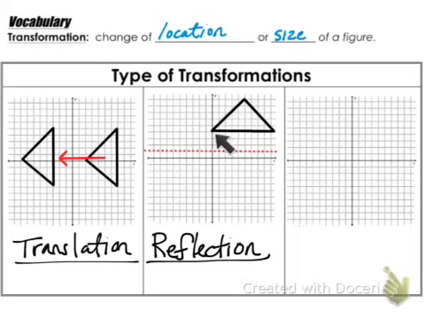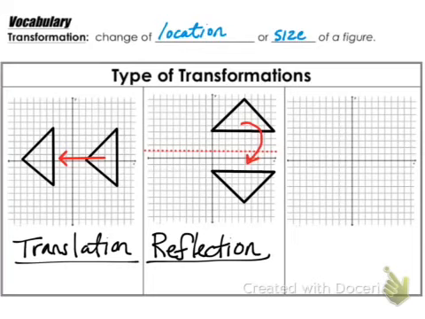So if we have our triangle, the base of it at least starts 1, 2, 3 units above the line of reflection, and if we flip it, it's going to start 1, 2, 3 units below that line of reflection. Okay, so it's a mirror image of each other.